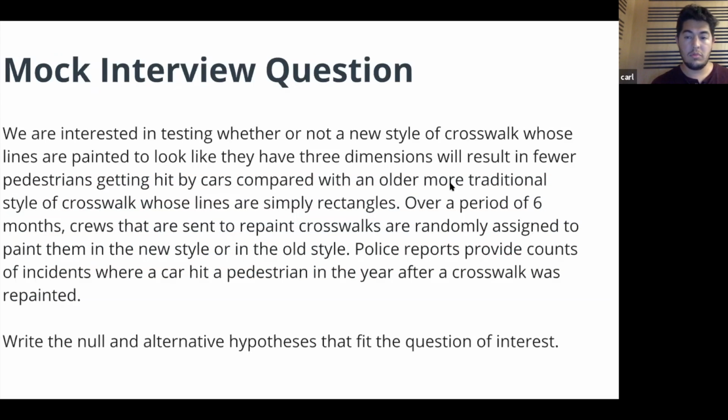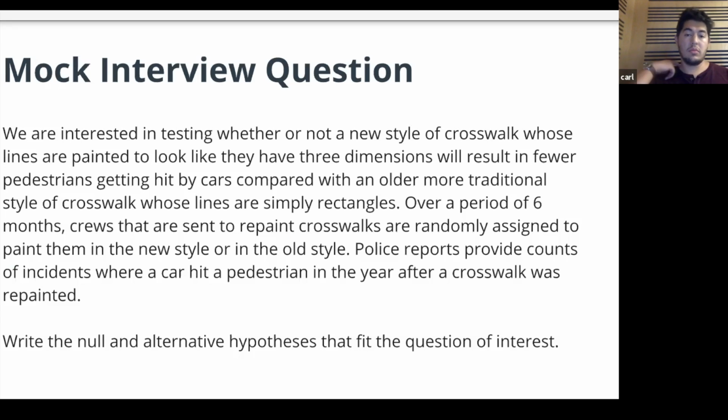And so with that, I'm going to put here our very long mock interview question. I think Eli or Rui will also put it into the chat, so don't worry about that. And if you have that document open, you'll have this as well. And so the mock interview question for today that all groups are going to be going over is this. We are interested in testing whether or not a new style of crosswalk whose lines are painted to look like they have 3 dimensions will result in fewer pedestrians getting hit by cars. And this is compared to an older, more traditional style of crosswalk whose lines are simply rectangles.